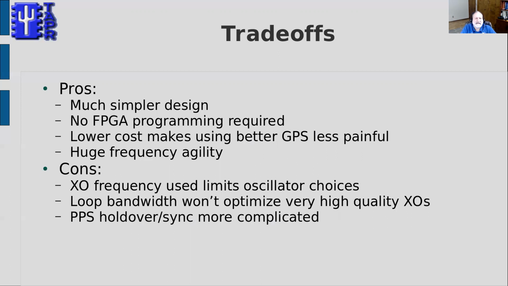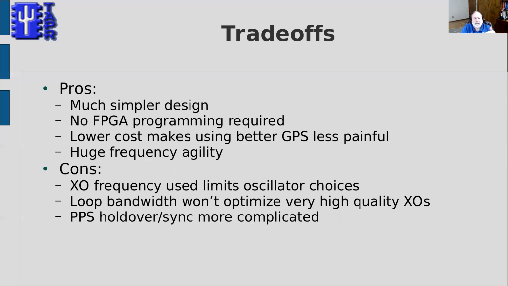The con side is that the crystal oscillator that's used by the chip is in the 40 to 50 megahertz range, and it's quite difficult to find a wide range of choices of TCXOs or oven-controlled oscillators at that frequency, and they're significantly more expensive. So we don't have a lot of choice in the oscillators we can use to improve performance.